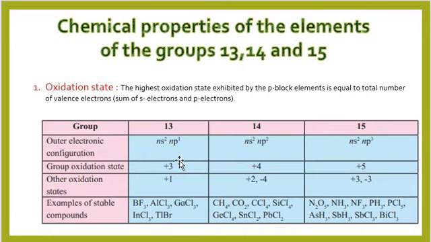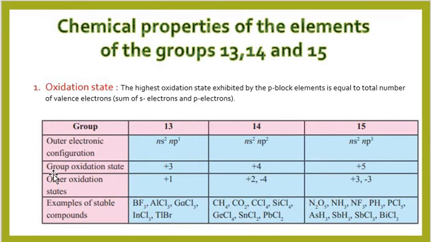This is the total number of electrons present in their valence shell, that means in the s subshell and p subshell. In case of group 13 there are 3, so the oxidation state would be 3. In case of group 14 it is 4, so the oxidation state would be 4. And in case of group 15 the valence electrons are 5, so the oxidation state is also 5.